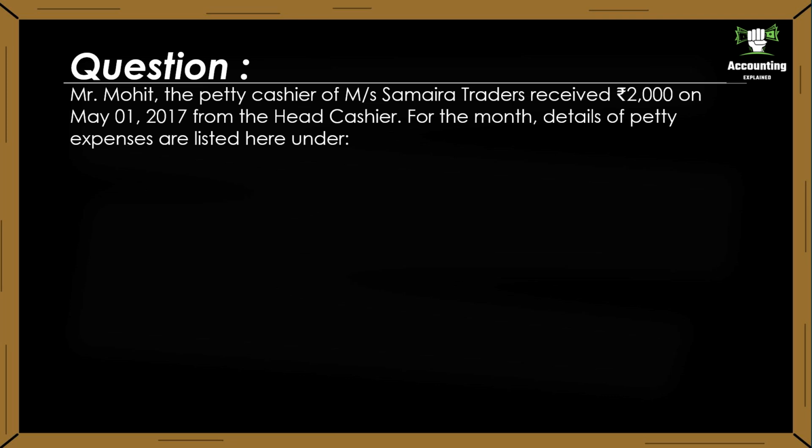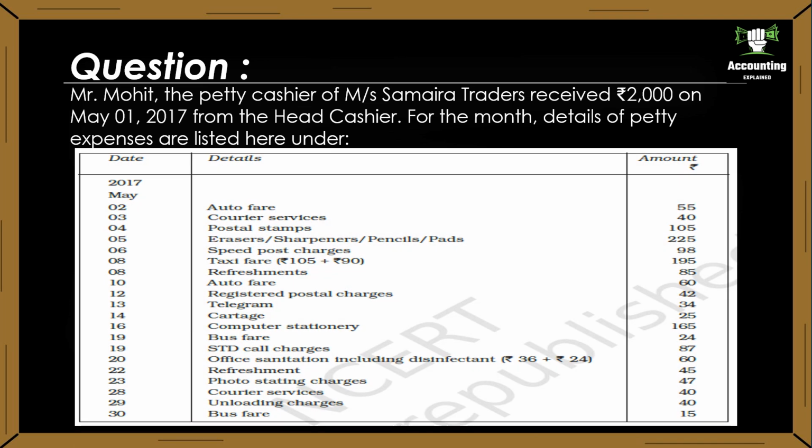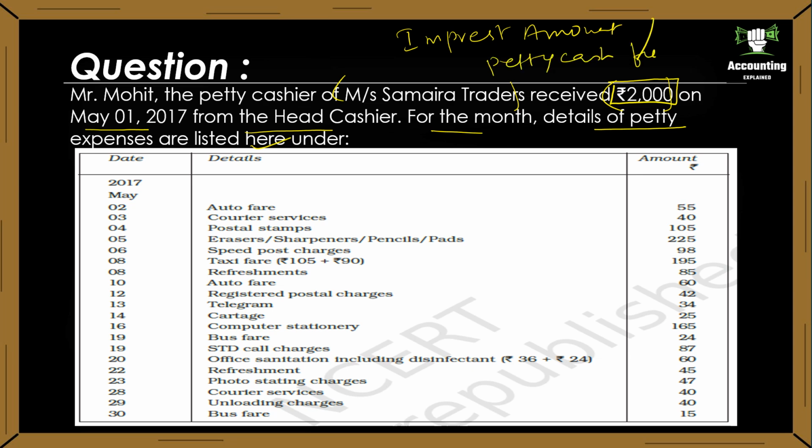Let's solve a question on petty cash book. Mr. Mohit, the petty cashier of Messrs. Samira Traders, received 2000 on May 2017 from the head cashier. For the month, details of petty expenses are listed here under. So this 2000 rupees which is given here is your imprest amount or the petty cash fund. Okay. So the lists are like this: date, details and amount. Let's see the question now.